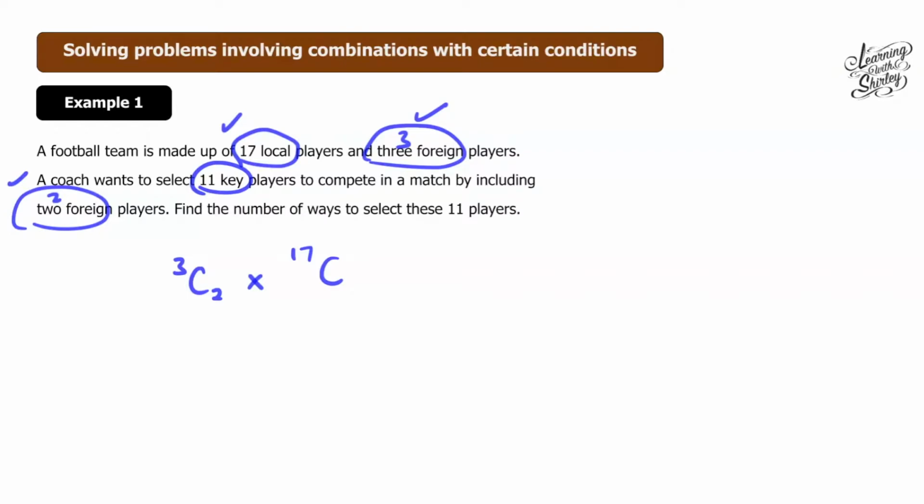So how many local players do we have to choose? We use 11 minus 2, we get 9. And the total is 11: 2 plus 9 is 11 players. So equals to, now we have to work it out.